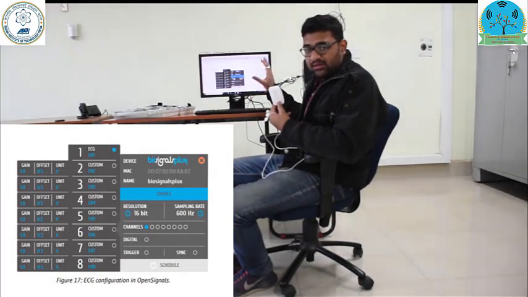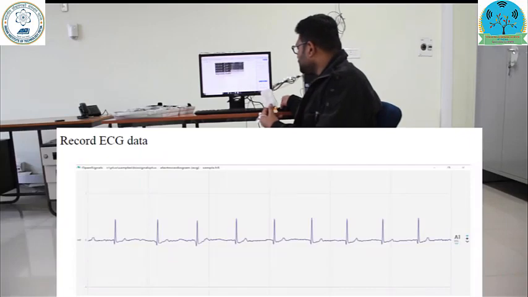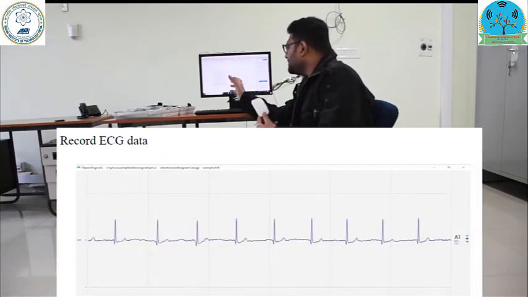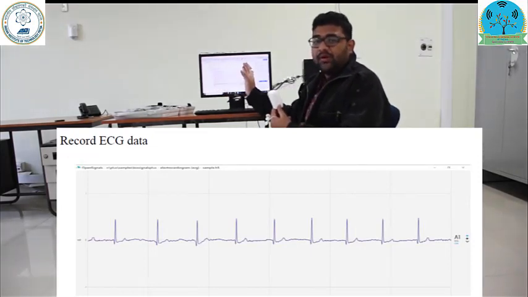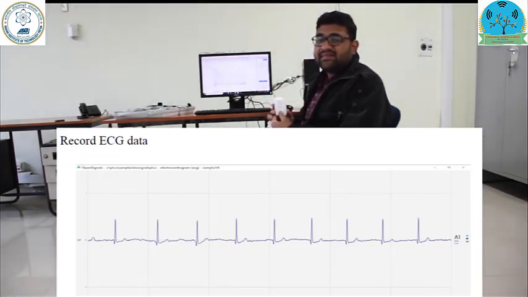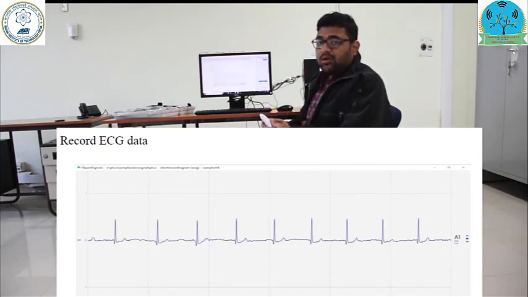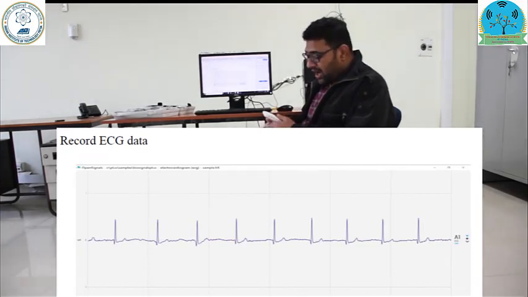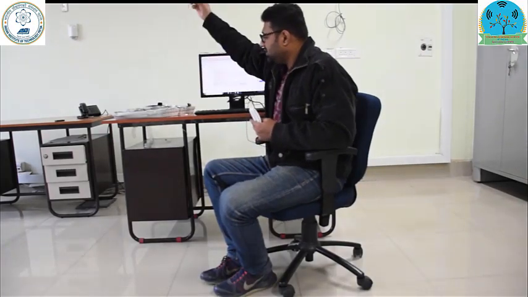Once we select these values on the OpenSignal platform, we will get the ECG waves like this, which is very similar to your P, Q, R and S waves. So this is one of the examples through which we can measure ECG signals. Now, to give you the demo, I will use an FSR sensor to show how this kit records the data and how it is displayed on the device.